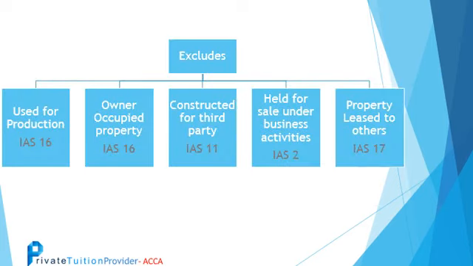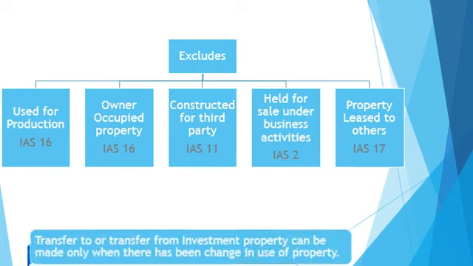Now let's see which type of property doesn't fall under the umbrella of IAS 40. If the company is using a property for production purpose or for administrative purpose and it is occupied by the company, then IAS 16 is applicable. If a property is constructed for third party, then IAS 11 construction contracts will apply. If a property is held for sale under the regular business activities, then IAS 2 inventories will apply. And if a property is leased to third party, then it falls under the criteria of leases IAS 17.